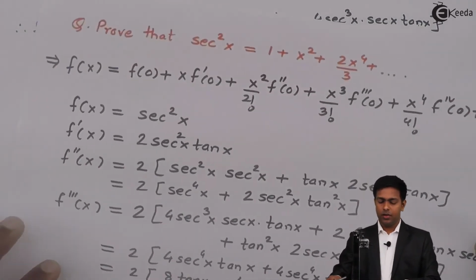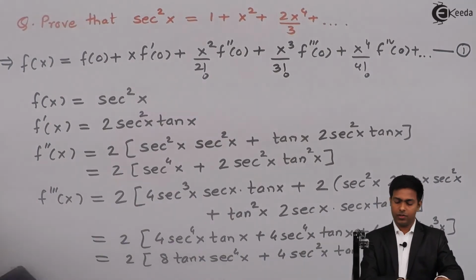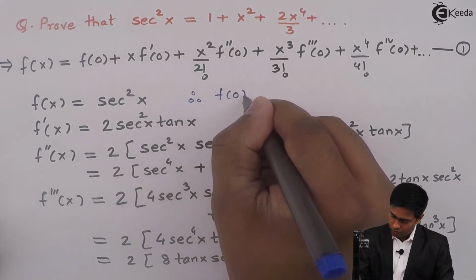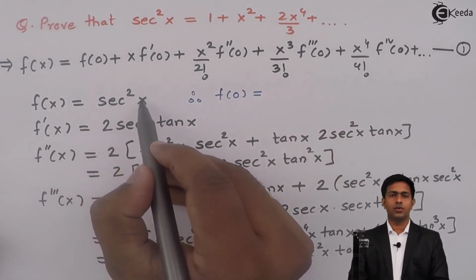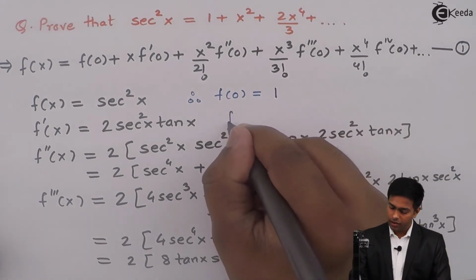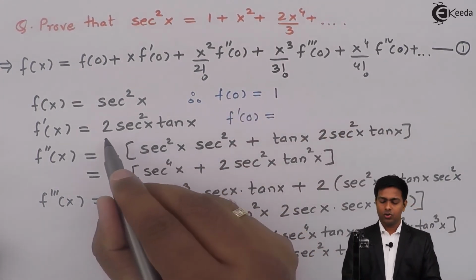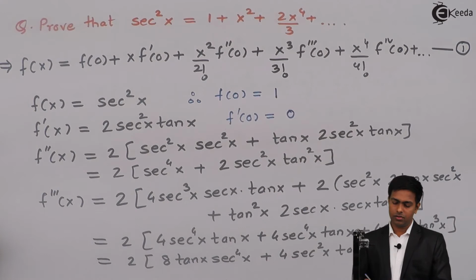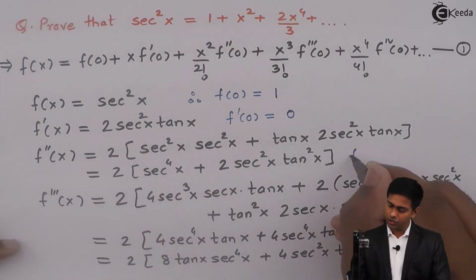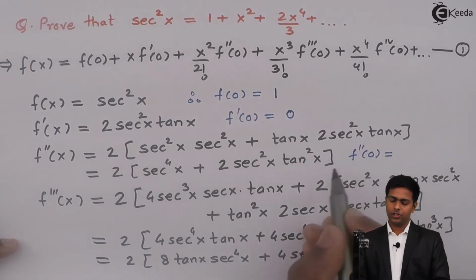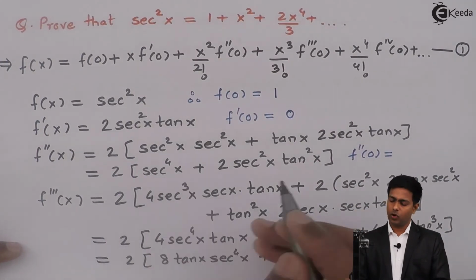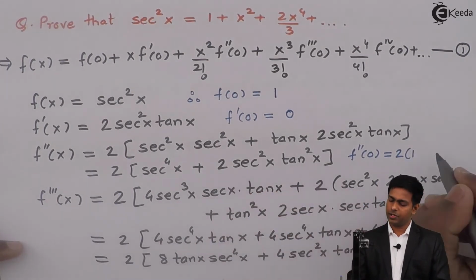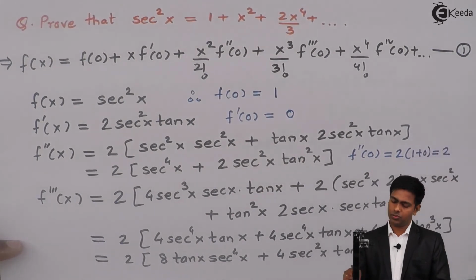Now what we'll do is find the value of f of 0, f dash of 0, f double dash of 0, and so on. Therefore f of 0 is nothing but sec square 0, and sec square 0 is 1. Next, f dash of 0 is equal to 2 into sec 0 tan 0. Now tan 0 is 0, so we'll get the answer as 0. Next, we'll find f double dash of 0. So f double dash of 0: sec 0 is 1, 2 outside, in the bracket we'll get 1. Tan 0 is 0, so the second term is 0, so plus 0, and the answer is 2.